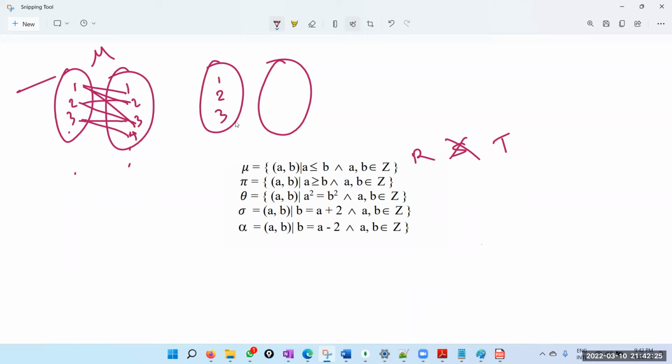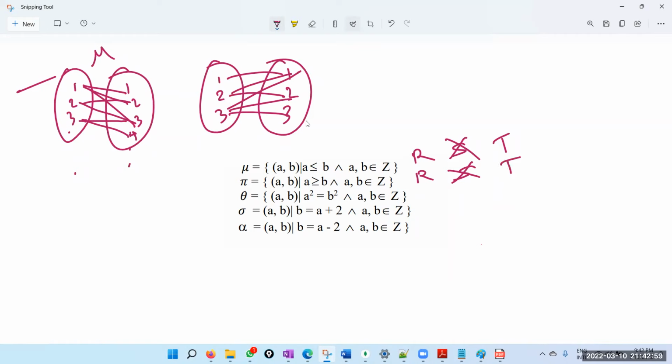Say 1, 2, 3. So A must be greater than or equal to B: 3 to 3, 3 to 2, 3 to 1, 2 to 2, 2 to 1, 1 to 1. Right? Is it reflexive? Yes, 3 to 3, 2 to 2, 1 to 1 is there. Reflexive. Is it symmetric? No. 2 to 1 is there, but no 1 to 2. Transitive? Yes, right? If 3 to 2 is there and 2 to 1 is there, 3 to 1 must be there.